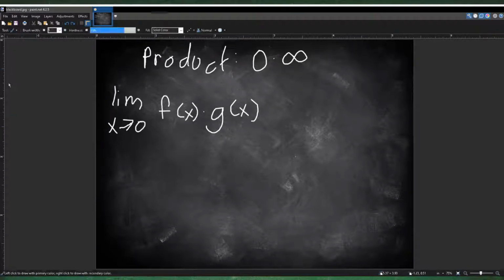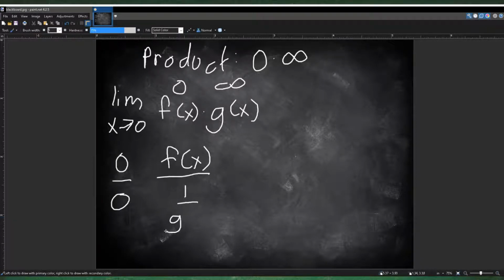Basically, you just need to keep track of where each one is, right? So let's say f of x is the 0, and g of x is the infinity. It doesn't have to be 0 times infinity, it can be infinity times 0. It doesn't matter since it's multiplying. But basically, you're going to have 0 times infinity. And to get that into a 0 over 0 form, all you have to do is say you have f of x divided by 1 over g of x, right? Because this is the same thing as this. They're the same form, right?